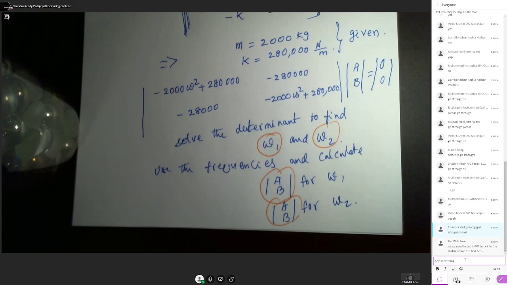You need to substitute omega 1 back into the matrix above. That's correct, Eva. So once you know omega 1 and omega 2, you can use them to find A and B.